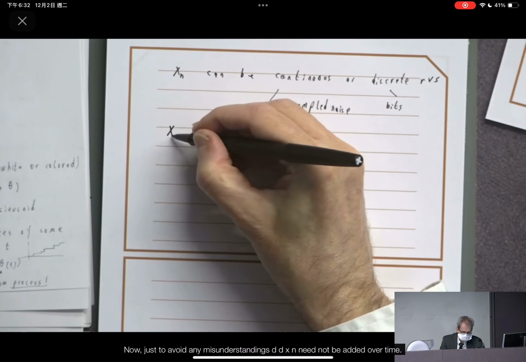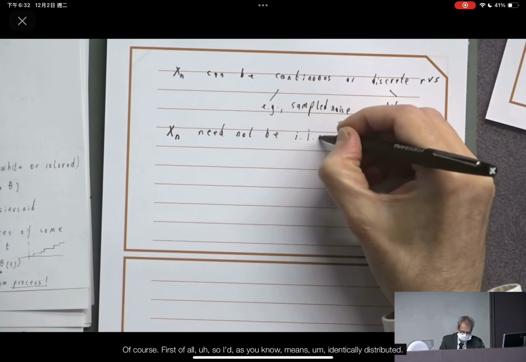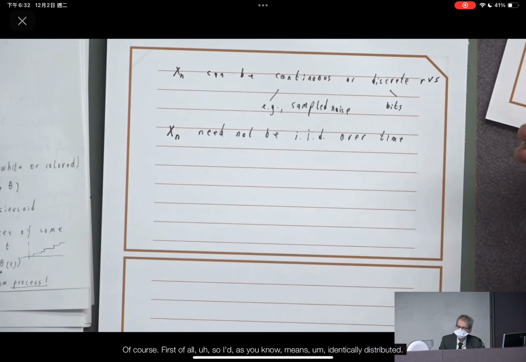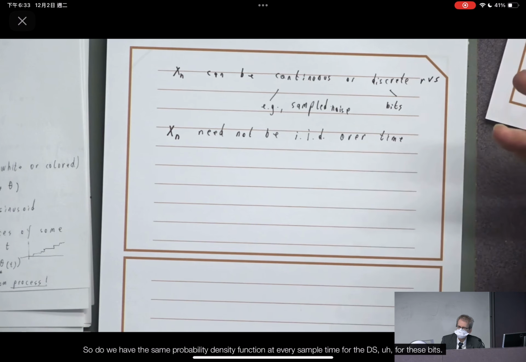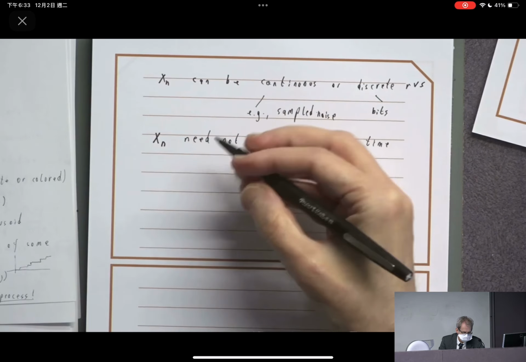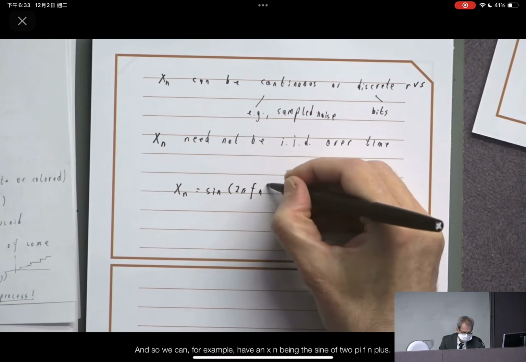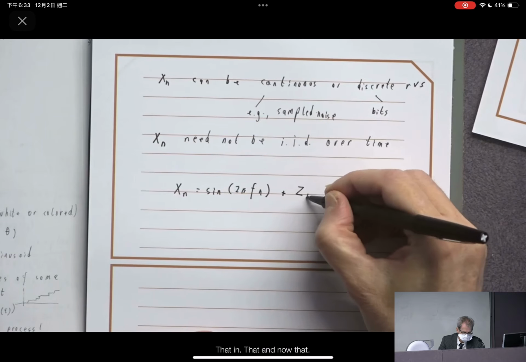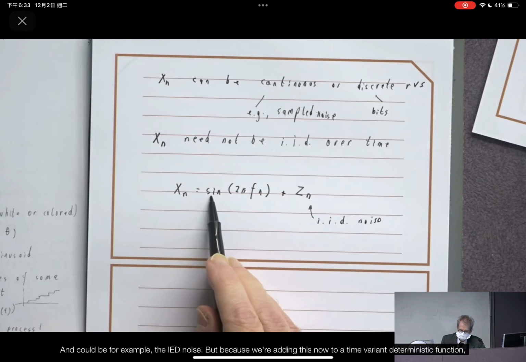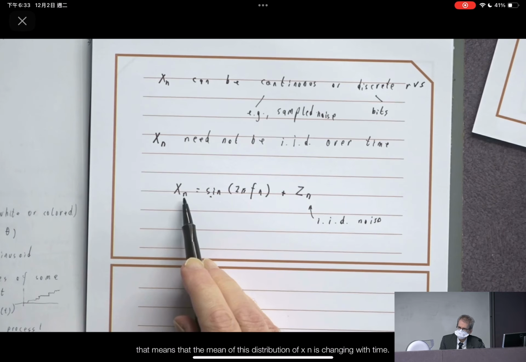Now, just to avoid any misunderstandings, the Xn need not be IID over time, of course. First of all, IID, as you know, means identically distributed. So do we have the same probability density function at every sample time for these bits? And that is not required. And so we can, for example, have an Xn being the sine of 2 pi f n plus Zn. Right? And now that Zn could be, for example, an IID noise. But because we're adding this now to a time-variant deterministic function, that means that the mean of this distribution of Xn is changing with time.